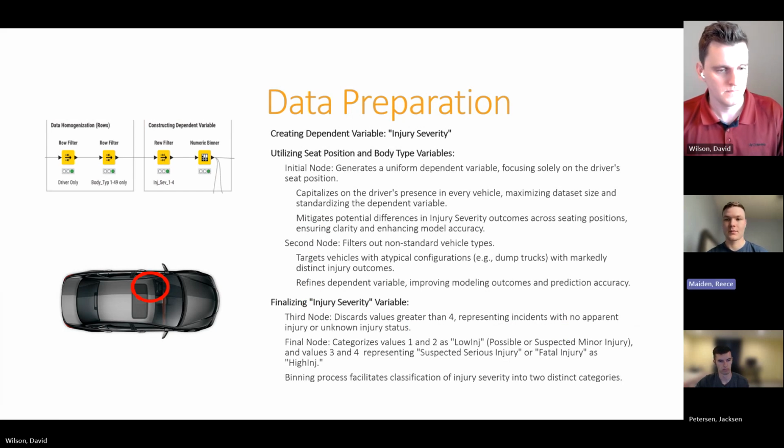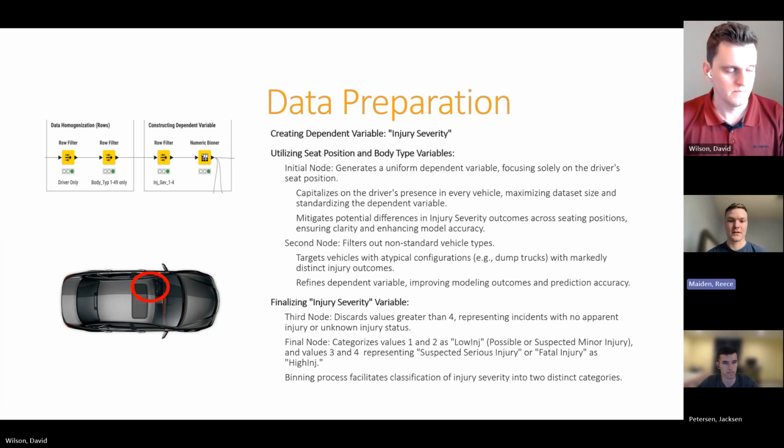The next step of data preparation involves creating the dependent variable, which we named injury severity. We do this by utilizing the seat position and body type variables. The initial node generates a uniform dependent variable, which focuses solely on the driver's seat position. We do this to create uniformity in our prediction model, as different seat positions could drive different injury severity outcomes depending on the type of accident. So for this study, we're only going to focus on the drivers.